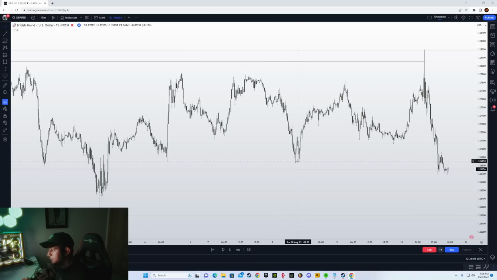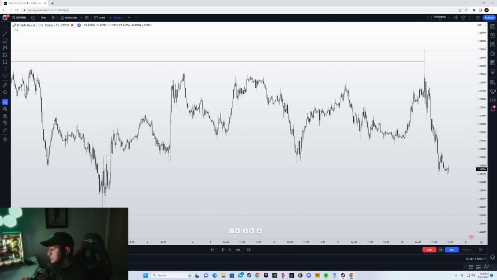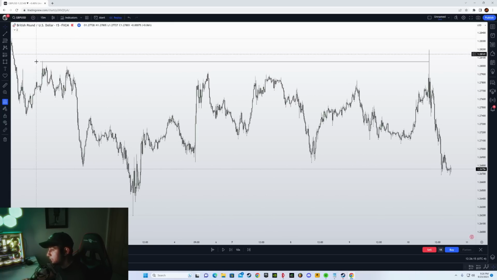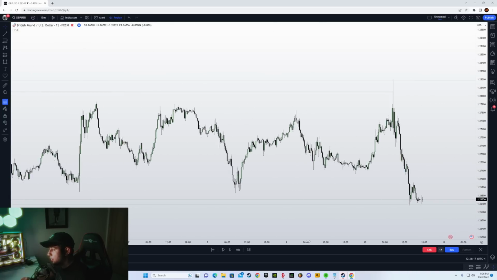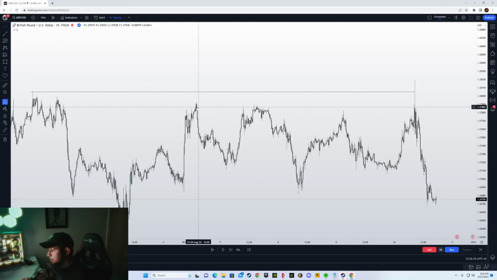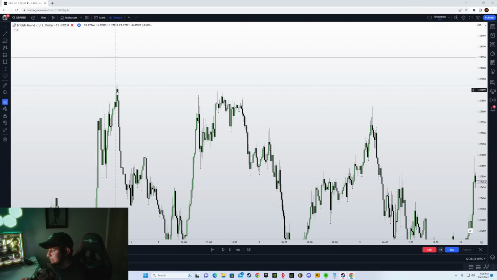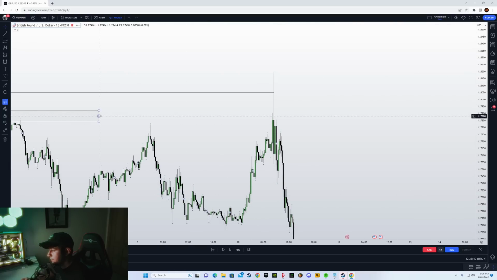Then we have this big pullback, and then the third drive goes into our POI, which is also the liquidity level around here, right? Now, remember, we mark out the highest up closed candle in this example of the second drive. So we have the first drive, pullback, second drive, and then pullback and third drive. Look at the second drive here, the highest candle, right? You want to mark the candle like that, and then just drag it along.